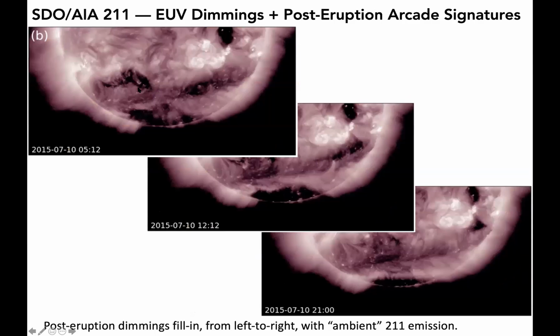Here in 211, you see the dimming. So the shape of the coronal hole here changes. It increases, gets more dark, and then fills back in. And again, this dimming channel propagates from east to west and fills back in again.